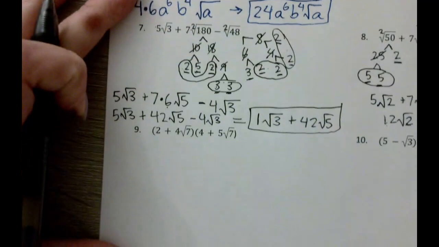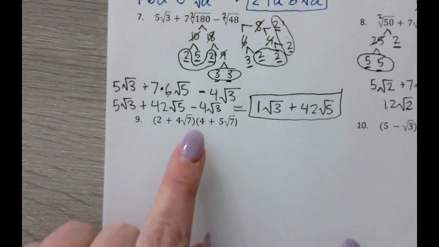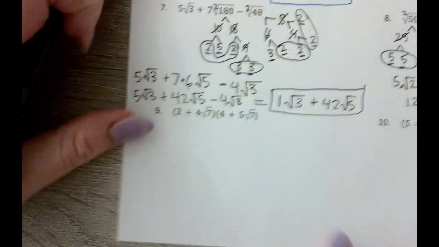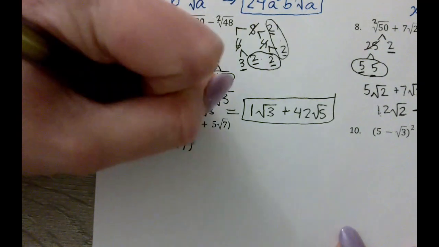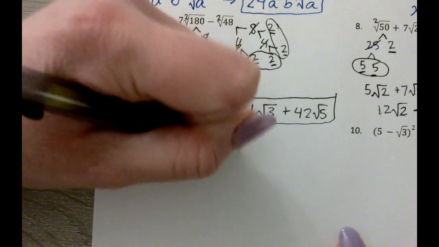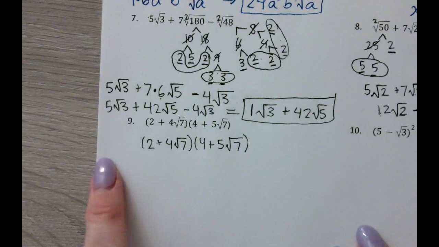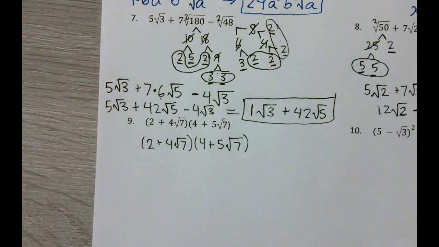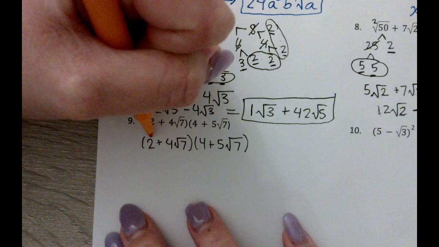Number 9. 2 plus 4 square root 7 times 4 plus 5 square root 7. Just because I crowded my space up here, I'm going to rewrite the problem so I can demonstrate what I want to without things being in the way. All right. So, when you have this set up, you have to use the FOIL method, or I like to personally call it double distribution because that's what it is. You multiply, you distribute the first term fully over here.